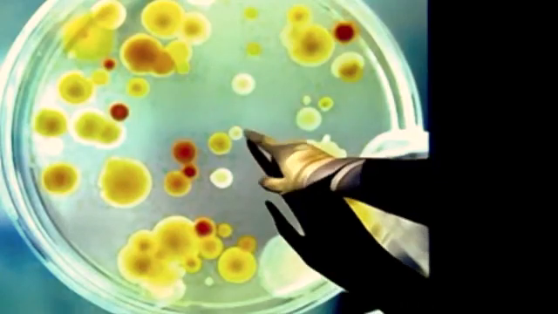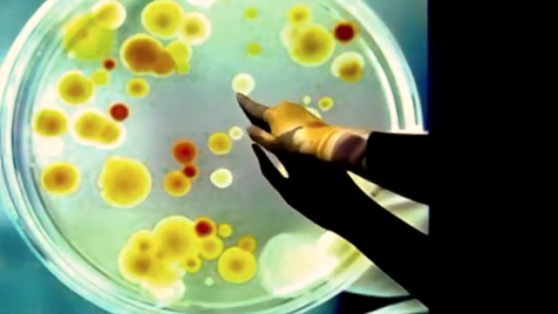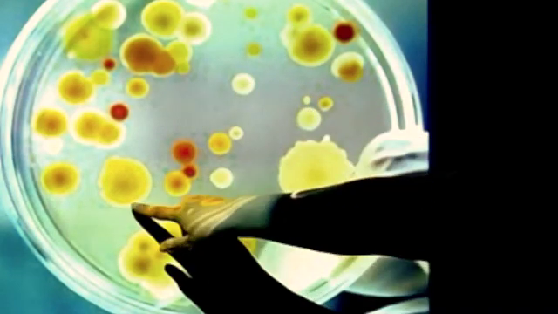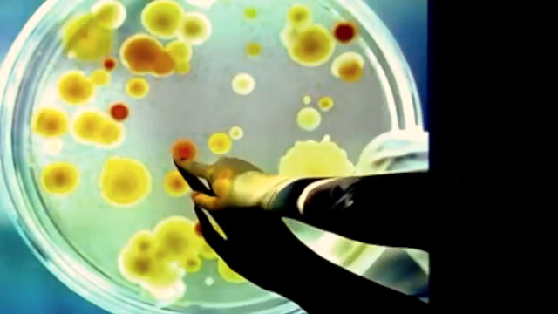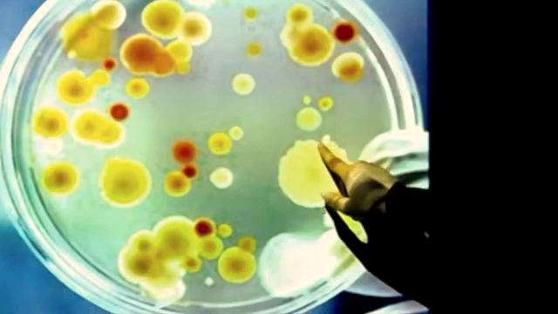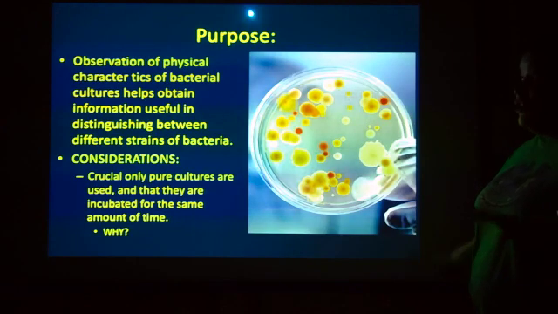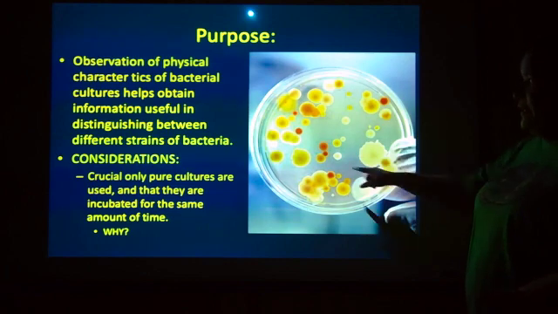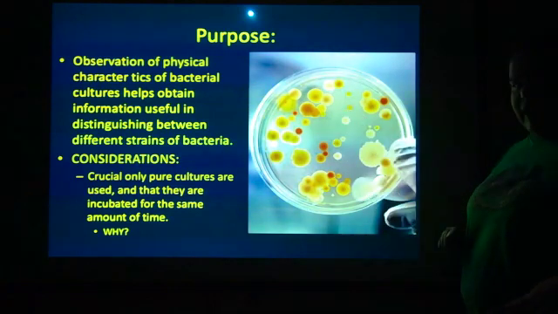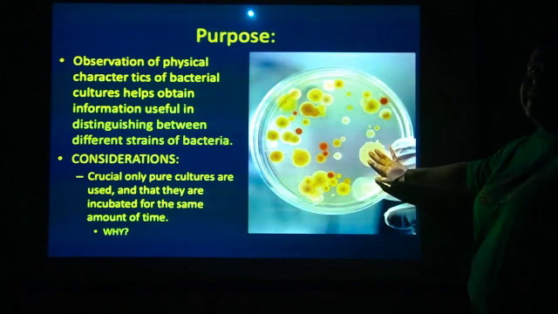Also, look at the edges of these colonies. This one is very smooth. This one is fairly smooth. This one is very smooth. Look at this one. It's very scalloped. That looks completely different than these others. So this might be different. This is a different characteristic. This is something that is observable.